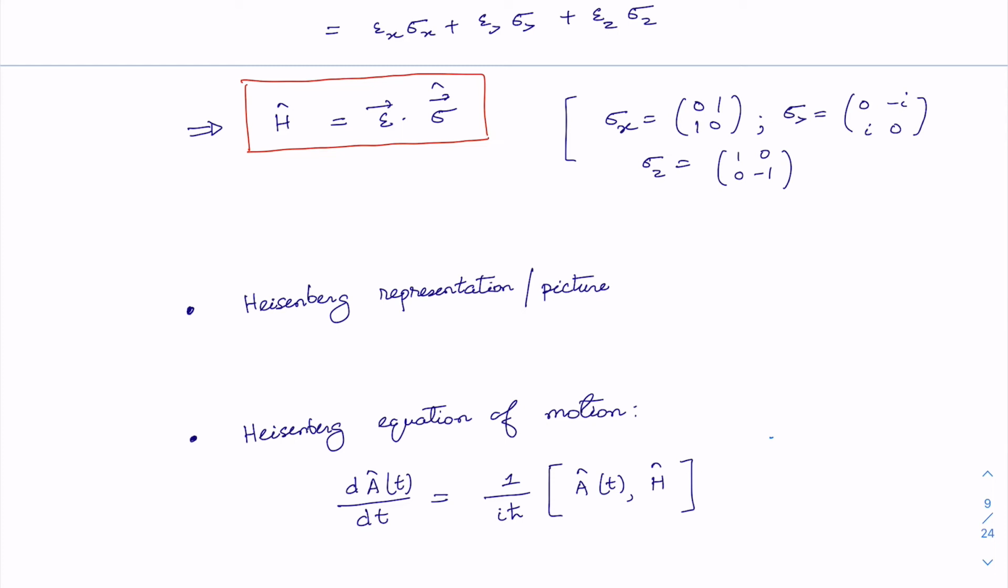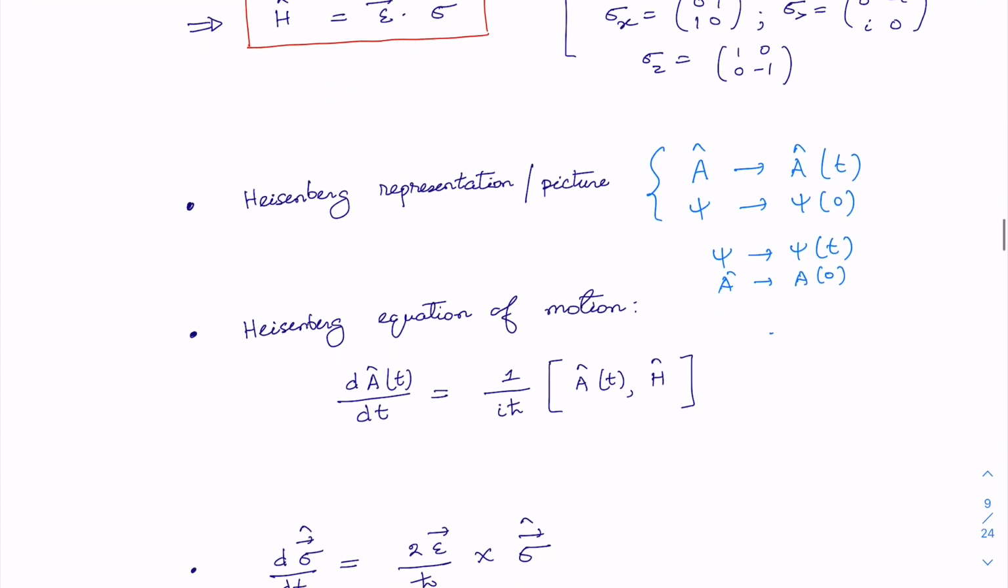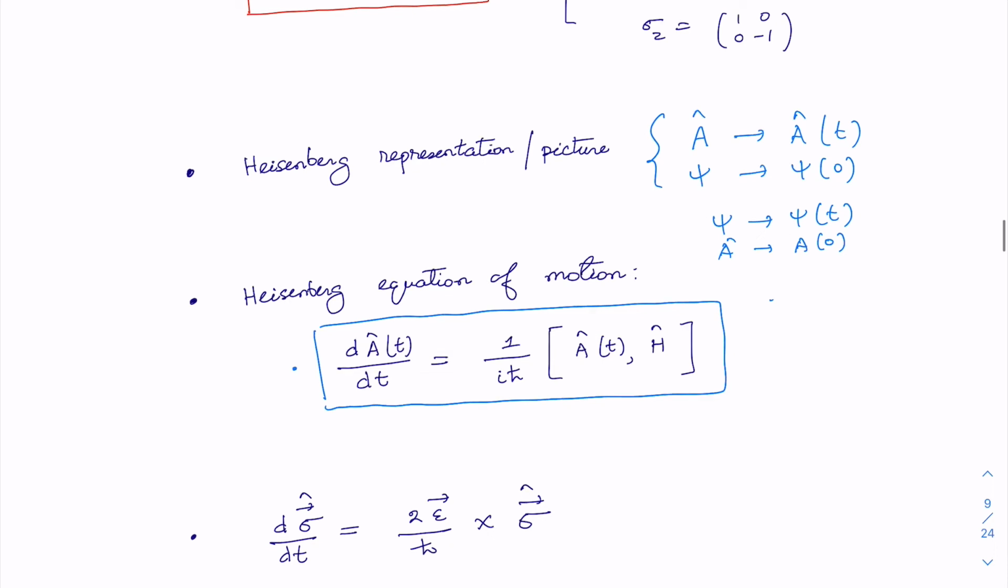And in this picture we learned that any quantum mechanical operator, say A, becomes time dependent, and the wave function is time independent. On the other hand, in the so-called Schrodinger picture, which we are generally used to, the time dependency is associated with the wave function, and the operator is time independent. And in an analogous way to the Schrodinger equation, which gives the time evolution of the wave function, in the Heisenberg picture the operator evolves with time as per the so-called Heisenberg equation of motion. Here I have written down the Heisenberg equation of motion, provided the operator A is not explicitly dependent on time.